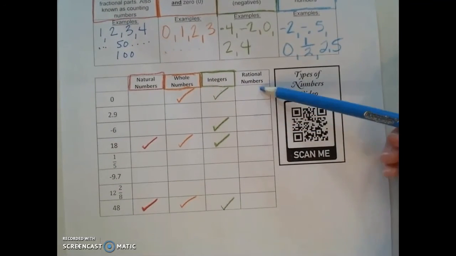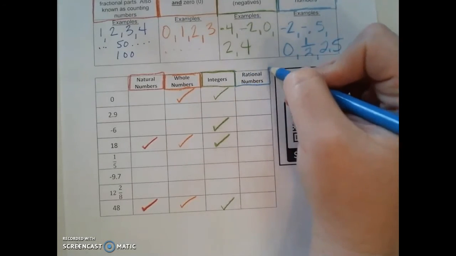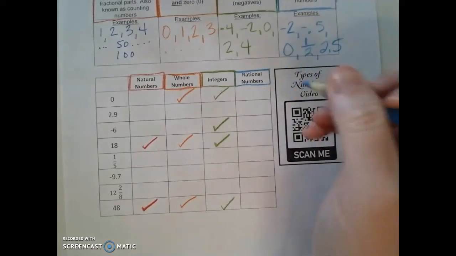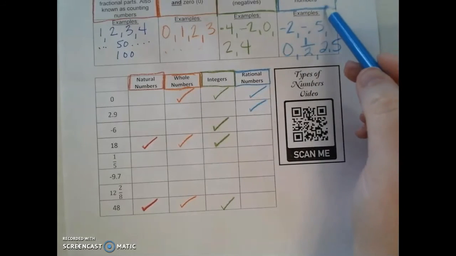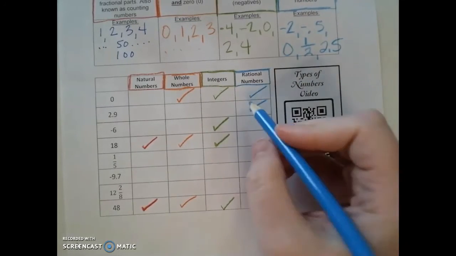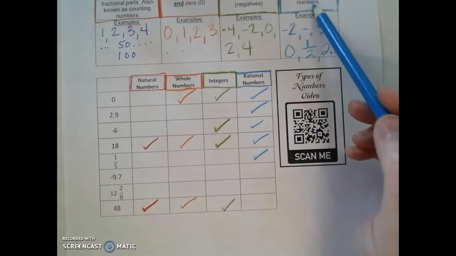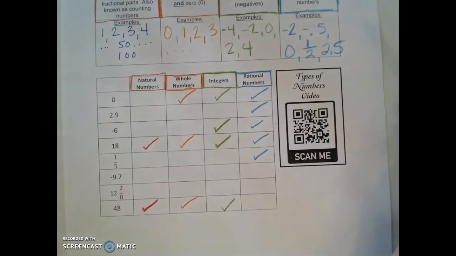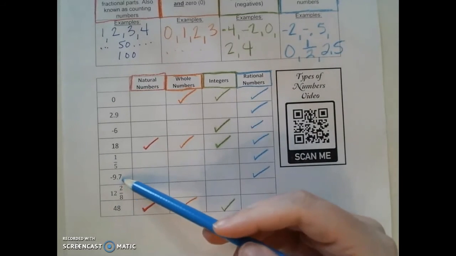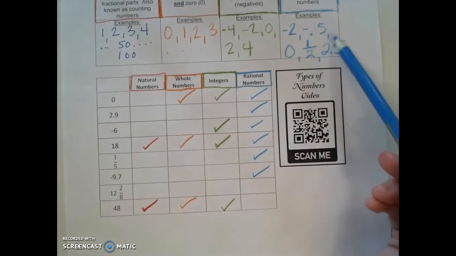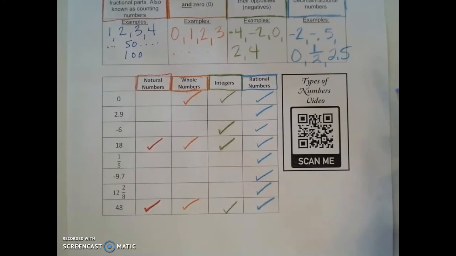So in our example box down here, all of these numbers are going to be rational numbers. So we have 0, 2.9, remember, is a decimal, so decimals are included in this. And then continue on, -6, 18. 1/5 is a fraction. We can include fractions for rational numbers. -9.7, again, it's negative, but it's a decimal included in there. So all these numbers are rational numbers.